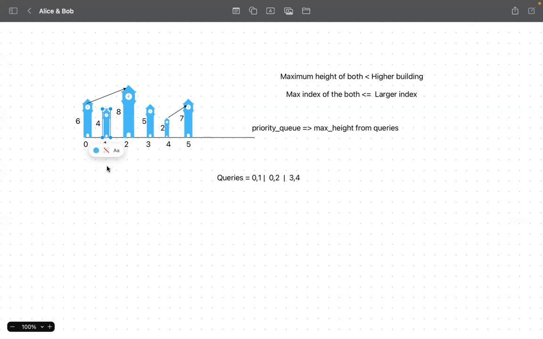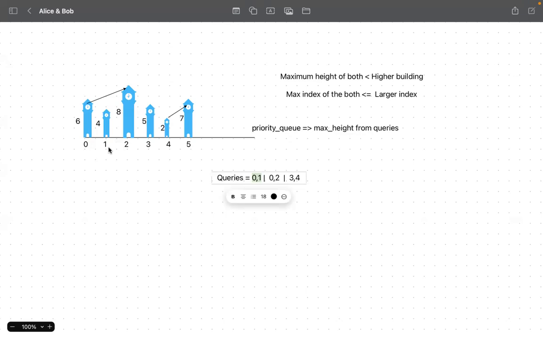Nothing. I don't think anything. Let's go further. No, nothing has been pushed into the priority queue. Then we are coming to this index 2. At index 2, we have one query. This query, okay, 0 1.